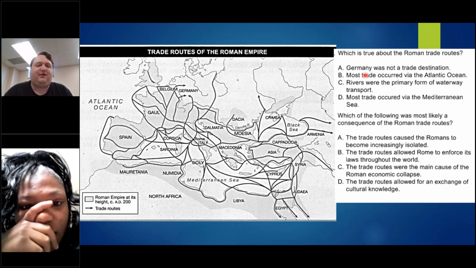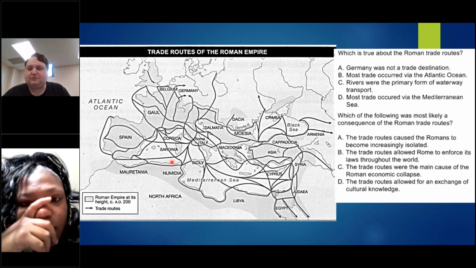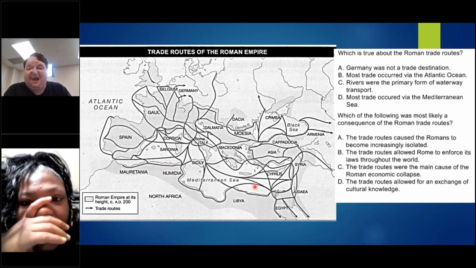So let's just really quickly, Germany is up here. So when they're talking about Germany, that's up there. The Atlantic Ocean, that's off to the left here. And the Mediterranean Sea, that's in the middle of all these countries, in the middle bottom here. So it's D. It's D, good. Most trade occurred via the Mediterranean Sea.